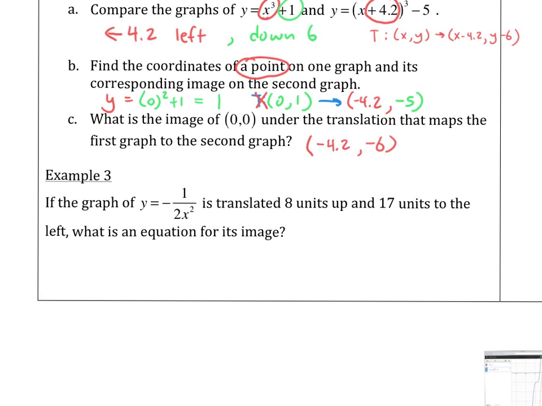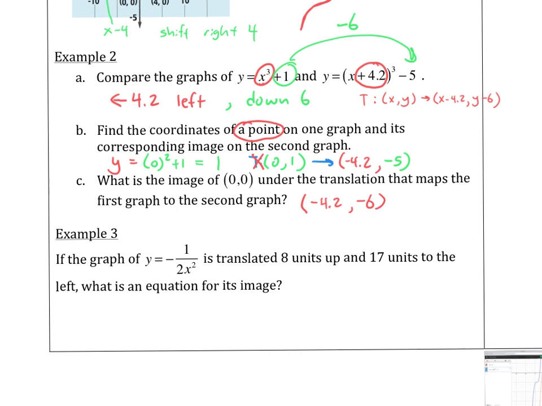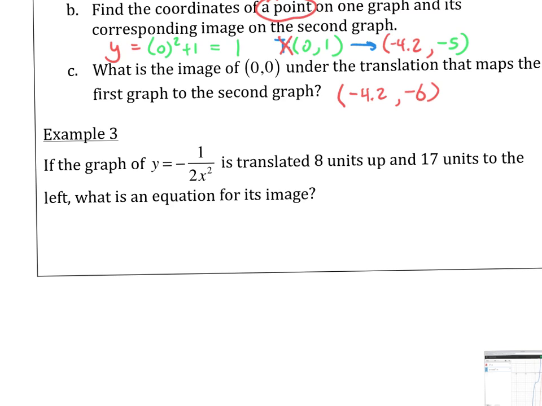Example 3: if the graph of y equals negative 1 over 2 x squared is translated 8 units up and 17 units to the left, what's the equation for the image? So instead of what I did up here, finding the translation and applying it to each individual piece, mapping one point and then another over to here, this one is actually just trying to find the function. So what do we do?